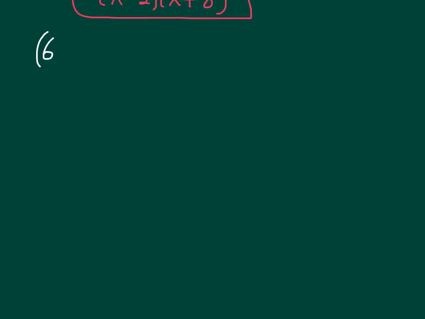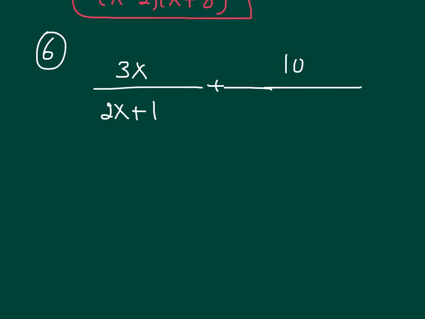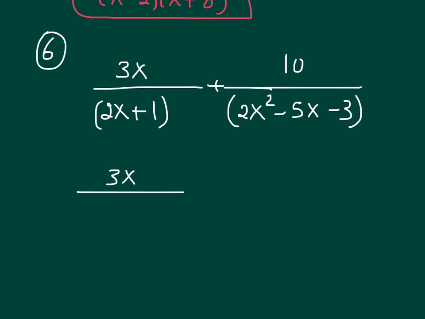Okay, number 6. You have 3x divided by 2x plus 1, plus 10 divided by 2x squared minus 5x minus 3. I need you to pause for a second and try to factor this denominator. This one is already prime, and if you paused it and come back to it, this is what it should factor to. You have 3x over 2x plus 1, and these factor into 10 over x minus 3, 2x plus 1.